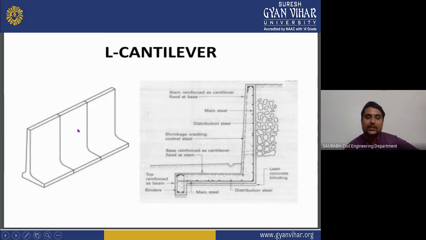So now we will see the L-shaped cantilever wall. As you can see, the cross section of this wall looks like an L. As you can see here, that is your stem reinforced as a cantilever fixed at the base. And this is your main steel, and this is your distributed steel, which is provided to prevent shrinkage cracking and control the trail. And this is your base reinforcement as a cantilever fixed at the stem. As you can see, this is your lean concrete binding which is provided at the base of this wall.